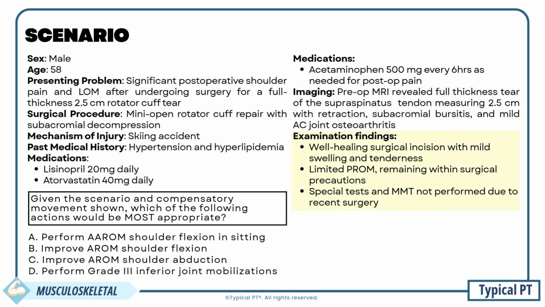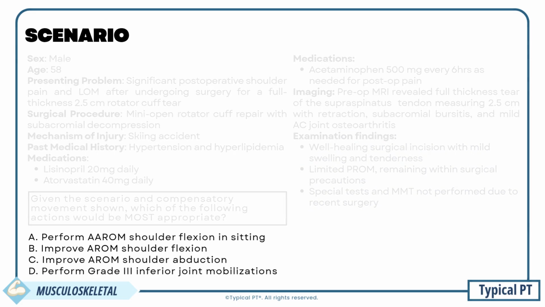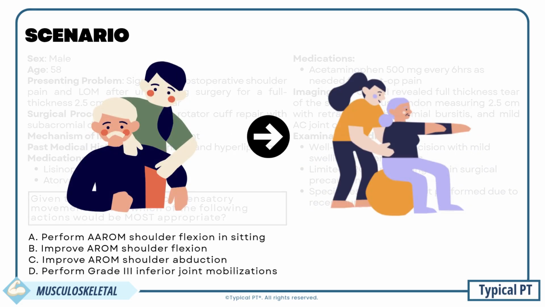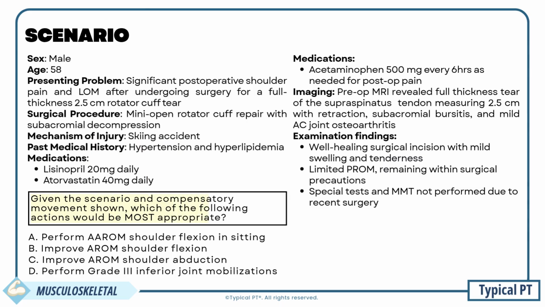Examination findings, well-healing surgical incision with mild swelling and tenderness. Limited PROM, remaining within surgical precautions. Special tests and MMT not performed due to recent surgery. As you progress the patient from PROM to AROM 8 weeks post-surgery, they begin to perform movements like the one shown in the image. Given the scenario and compensatory movement shown, which of the following actions would be most appropriate?